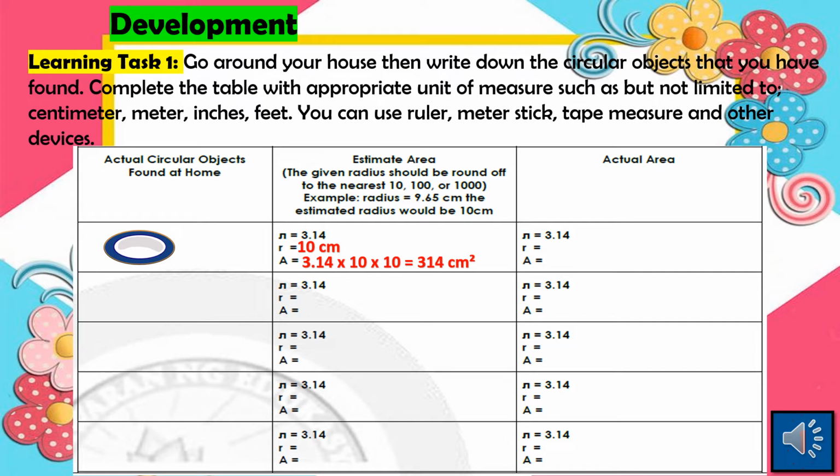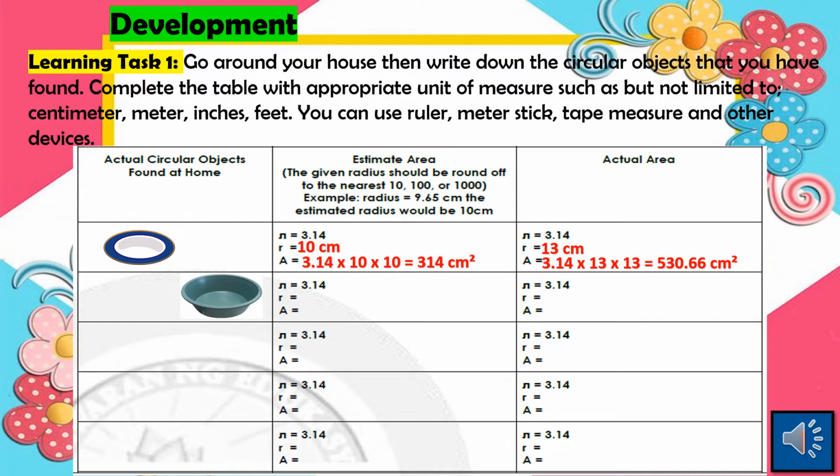And what is the actual area? The actual area is, we have 13 centimeters as the radius, and for the area, we will multiply 3.14 times 13 times 13, that is equivalent to 530.66 square centimeters.